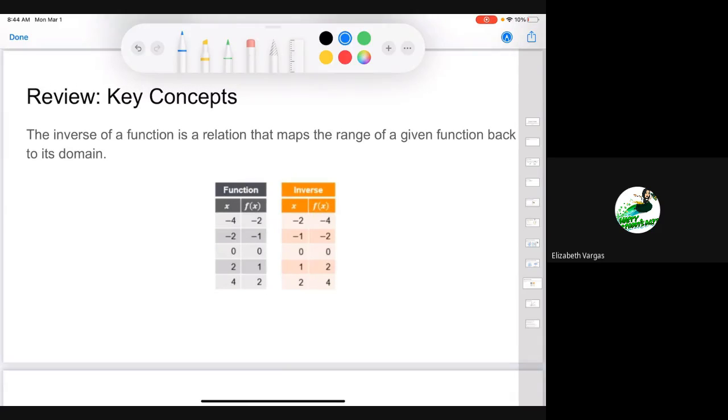Well, we learned that the inverse of the function is a relation that maps the range of given functions back to its domain. So if we start with our original function, what we'll notice is that the inverse switches the domain and the range of the original function to get its own coordinates. So basically what it's doing is it's switching the domain and range around. Okay?